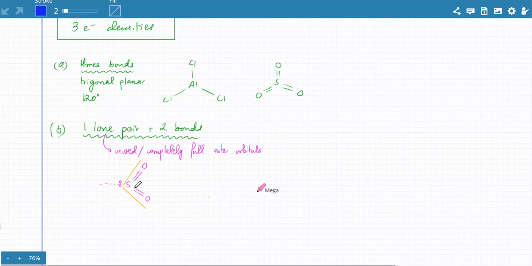So this is an SO2 molecule, and its shape is going to be called bent. And the angle would be less than 120, somewhere between 117 and 119 degrees. That's the reason why it's going to be slightly less: lone pairs exert a much greater amount of repulsion. Okay, lone pairs exert more repulsion.